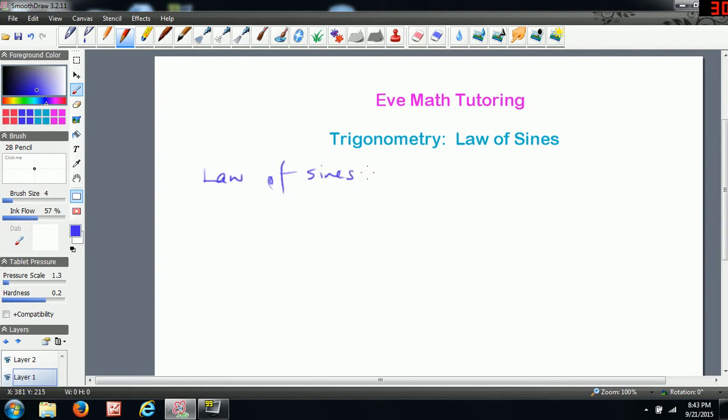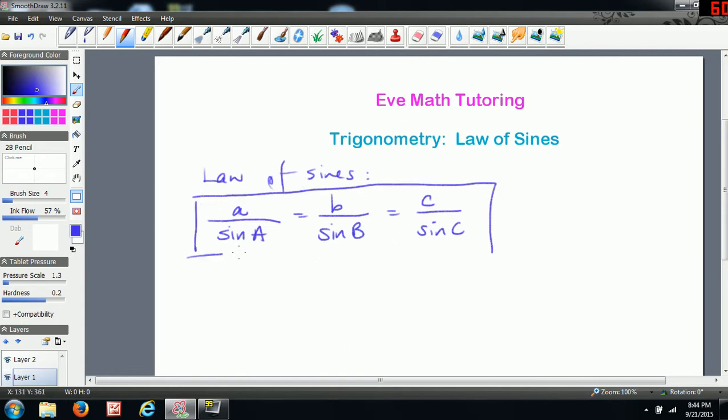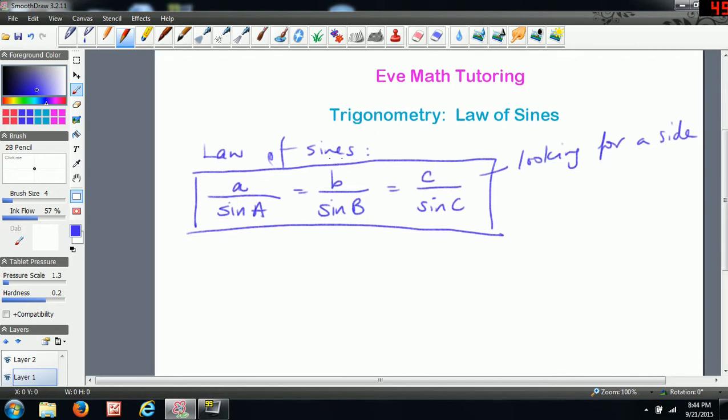So the law of sines is the following. Side a over sine of angle A is equal to side b over sine of angle B, equal to side c over sine of angle C. The law of sines can be expressed in this way, and we usually express it this way when we're looking for a side. So when you have a triangle and you're looking for an unknown side, you will set up the law of sines in the following way.